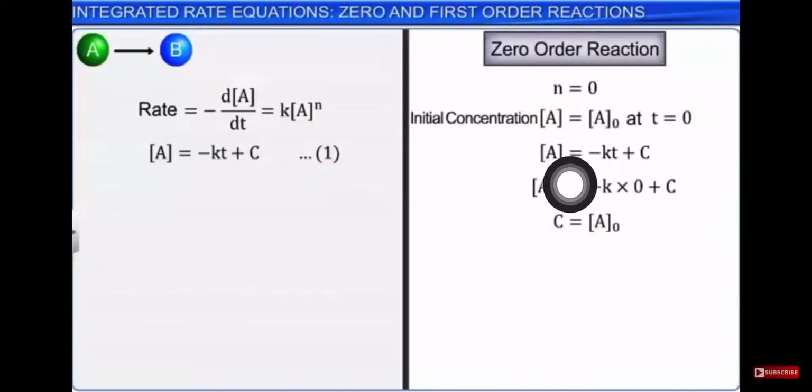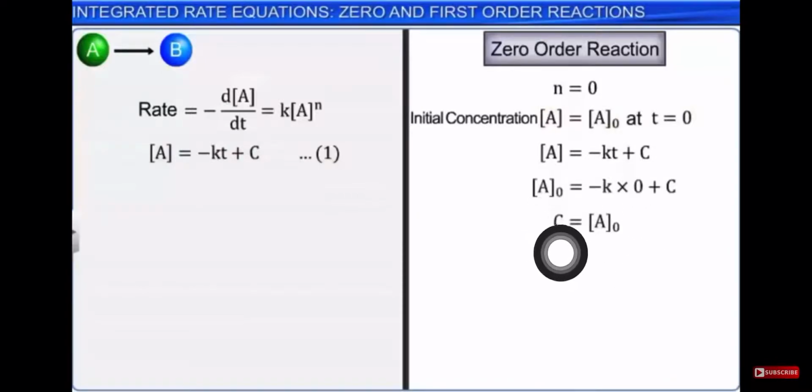At that time, this is our equation, so instead of A, what we are putting? A0, concentration of A0 equals minus K into t. Now t we are taking as 0 again, so kt will become 0, plus C. So what are we getting? C is equal to concentration of A at 0, that is at initial time. So now we got that C is equal to A0.